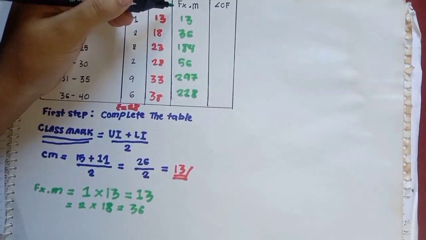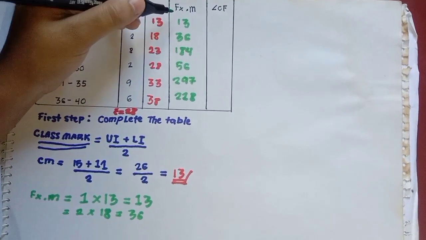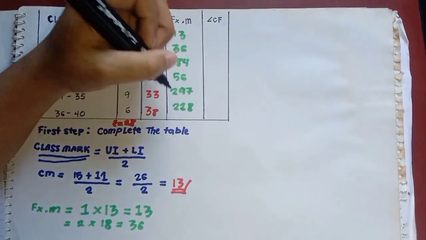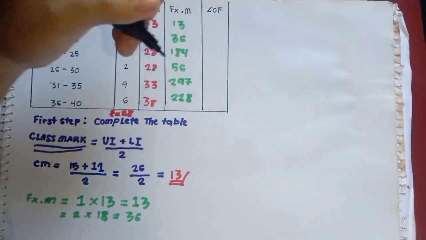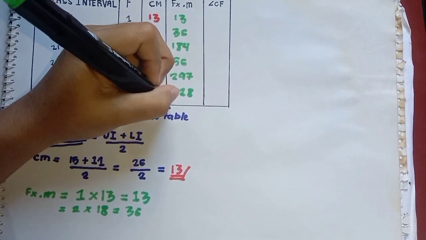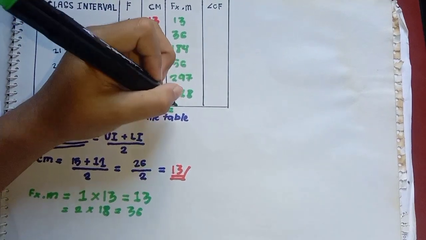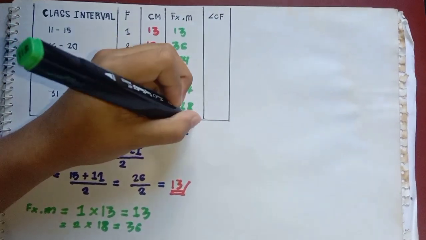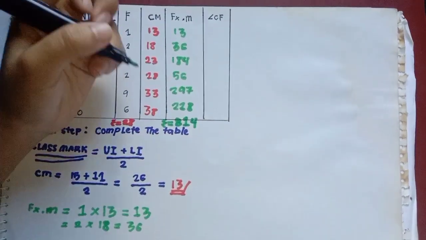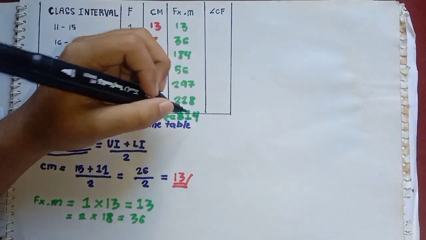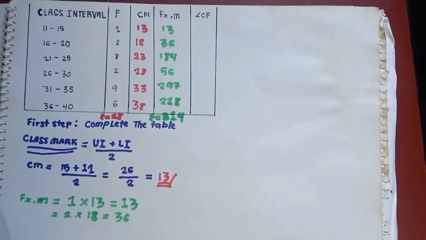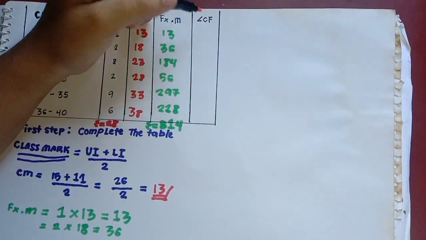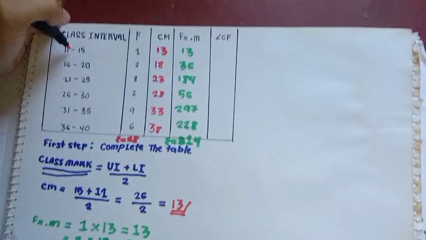Now after we get all the data of fx, we can add it to get the overall total. If we add 13 plus 36 plus 84 plus 56 plus 297 plus 228, we get 814. So let's move on to our next column, which is cumulative frequency.